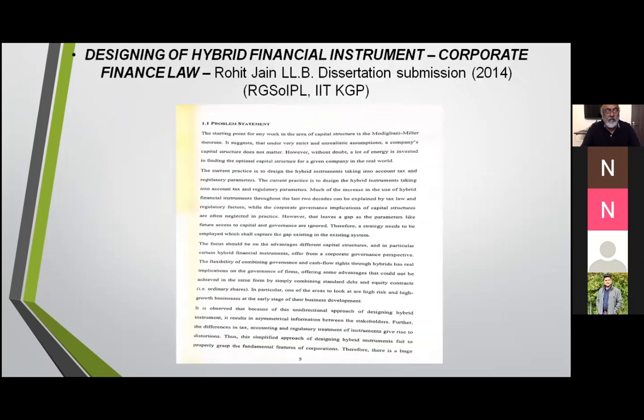Okay, so let's see another example of a problem statement. Here, this is about the designing of a hybrid financial instrument. This is totally related to corporate law.